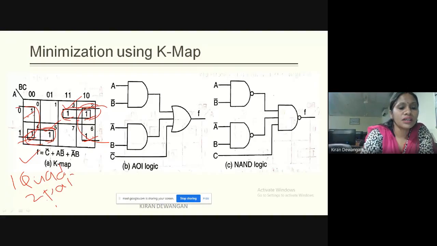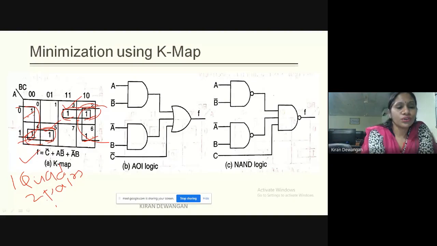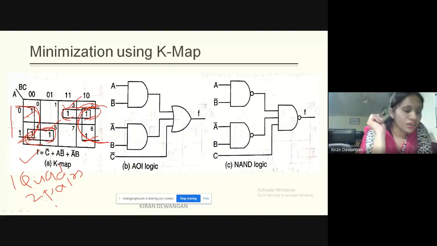Clear? Now we have to obtain the expression of these quads and pairs. So we'll have to check what is common in this quad. Now we can say that A is not common. We have A value 0 here and A is 1 here. And with these two columns, we have BC as 0 0 and BC as 1 0.